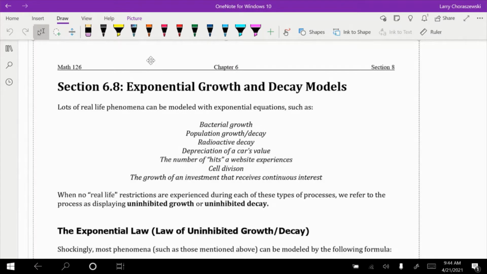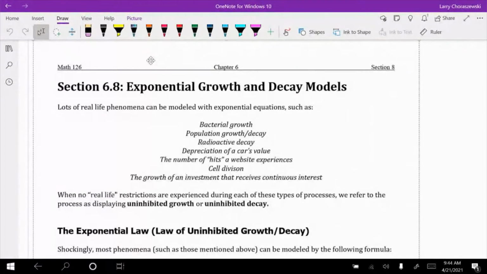For example, bacterial growth. If bacteria was allowed to just grow without bound, bacteria would grow exponentially. And so if you counted the amount of bacteria over time and you plotted those numbers, you would see an exponential function graph. Now that's under the assumption that real life doesn't happen.